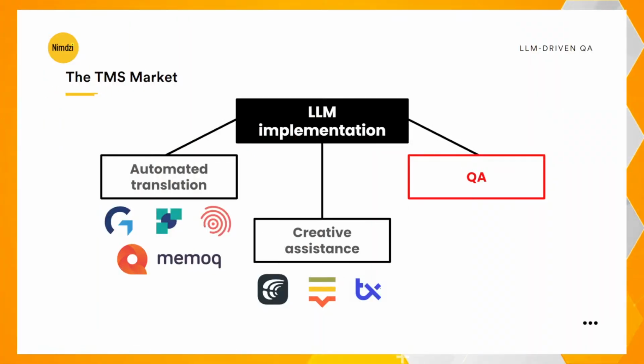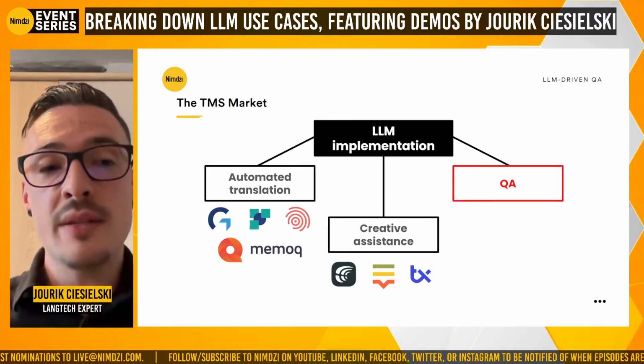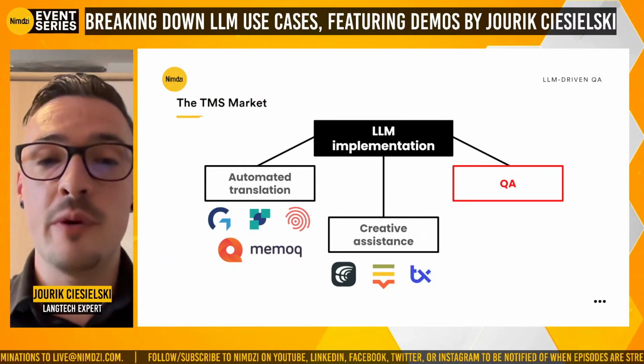So this is basically a recap of what we discussed in the previous event as well. There's a lot of activity in the TMS market when it comes to implementing LLM-driven features. And right now, we can categorize all those efforts, all those initiatives in three categories. The first one is automated translation. So leveraging large language models to produce automated translation. It can be instant machine translation, but it can also be automated post-editing.